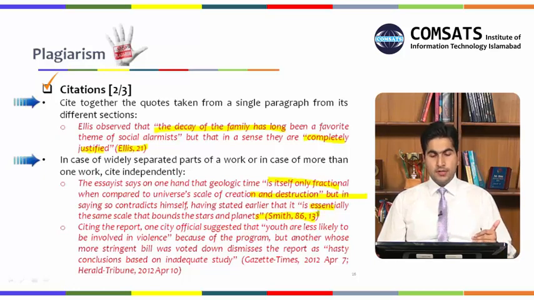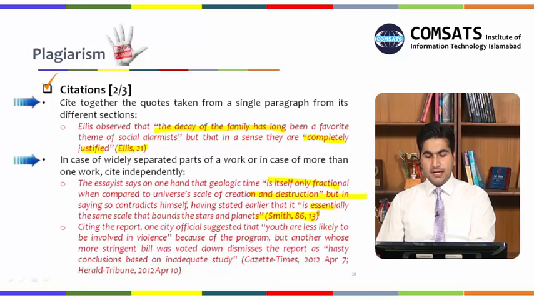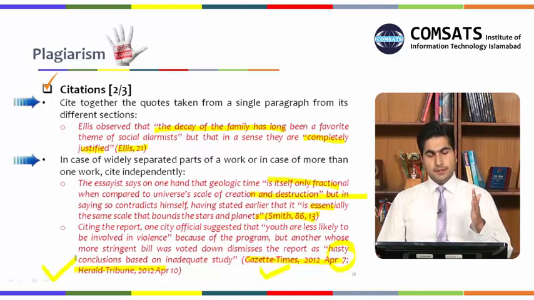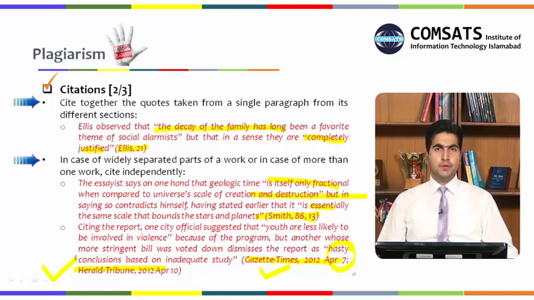In case of more than one work, you once again cite them separately, as over here, two separate references separated by a semicolon. One reference this one, the other one this. Over here you have the name of the writer, and alongside you have the year. Over here this is basically the source of writing, so that's why you see Gazette Times, and over here Herald Tribune. So these are the sources alongside the dates.